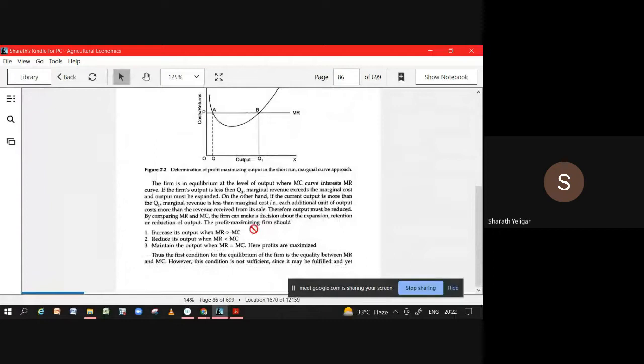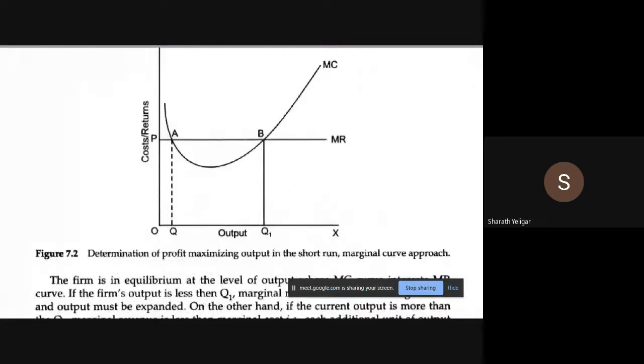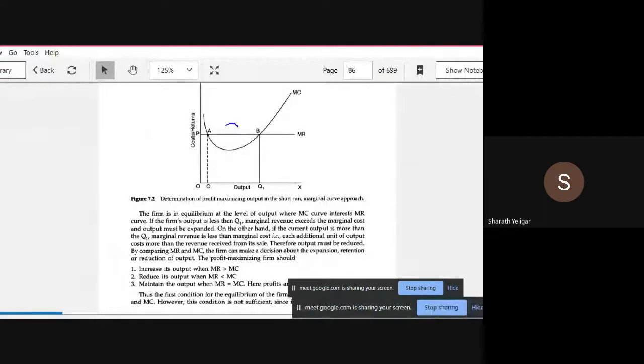Yes, sir. So when MR is more than MC, whenever you are here, if this is the equilibrium point, how do you move towards the equilibrium point? By increasing the output. When MC is more than MR, how do we move towards equilibrium? By reducing the output. That's what we have done. You increase the output when MR is more than MC. You decrease the output when MC is more than MR.